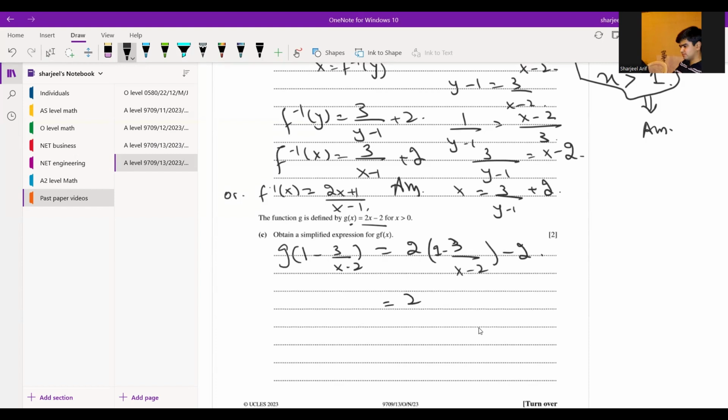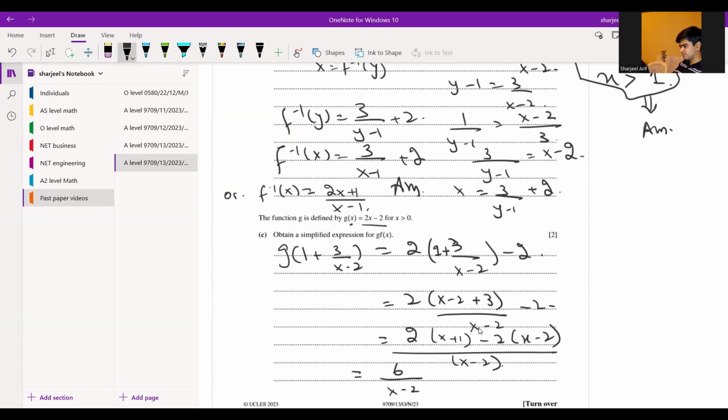This will be equal to minus 3 plus x plus 1 over x minus 2. So this will become 6 over x minus 2. That is our answer.